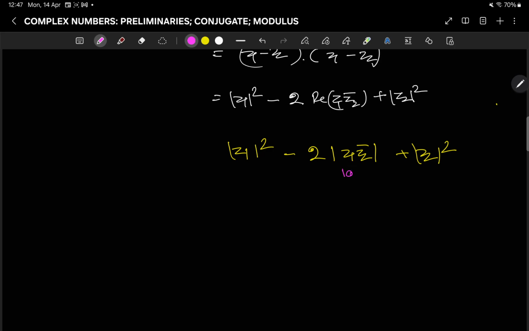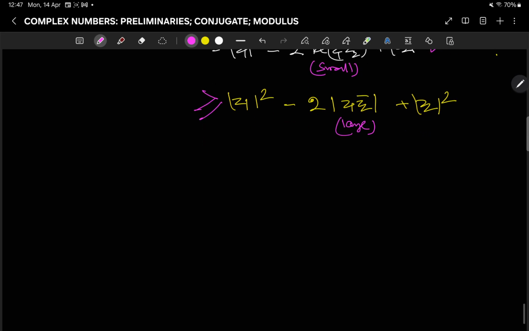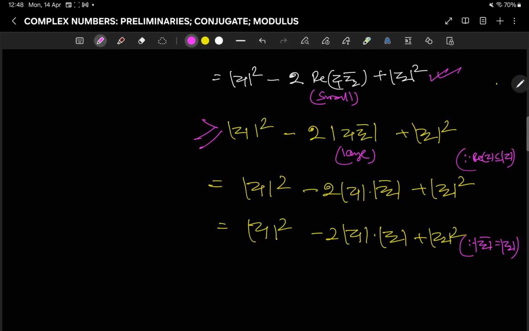This is large. Yes or no? Large is subtracted. So here this is small. The smaller one is subtracted, right? So definitely this part will be greater than this. So I can write it greater than or equal to, right? So here I can write it now. So in the same manner, this is my (|z1| minus |z2|) whole square.